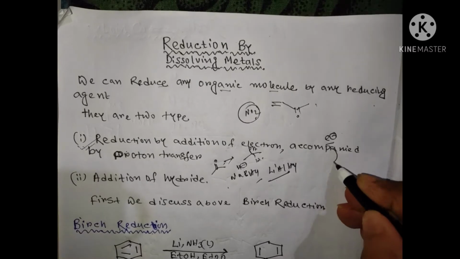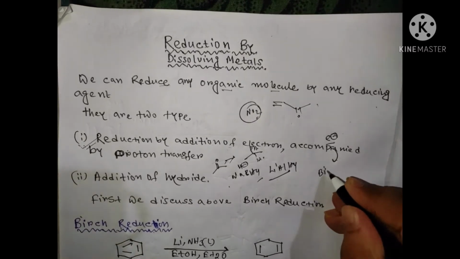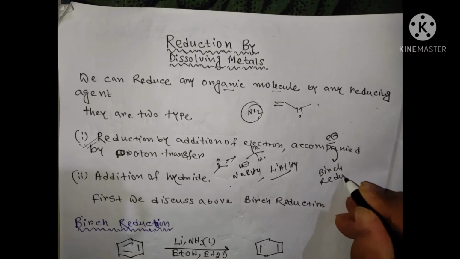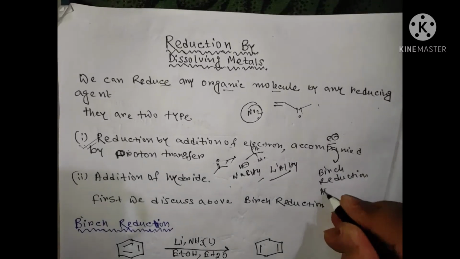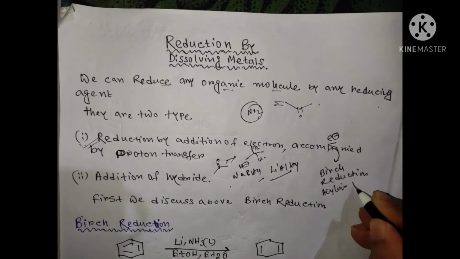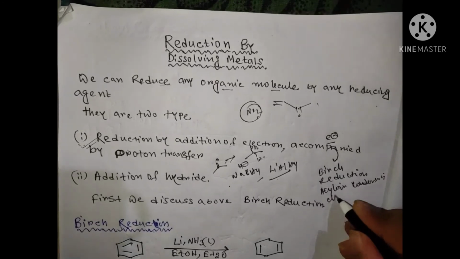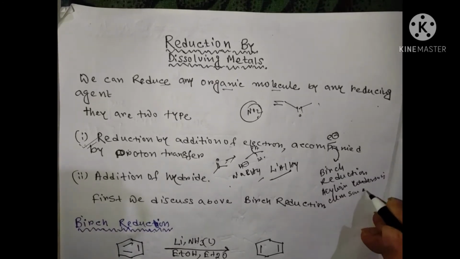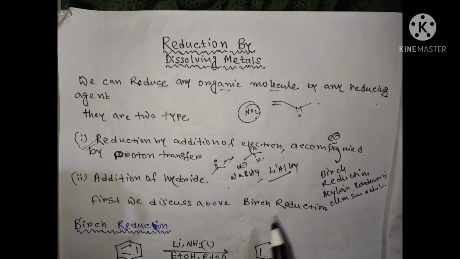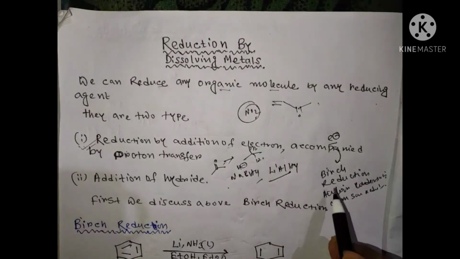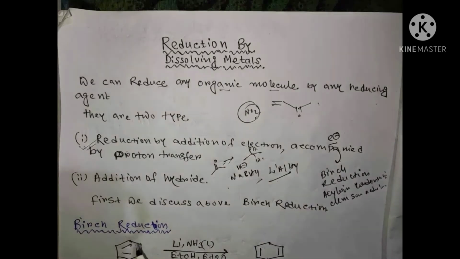That is the Birch reduction, Siloen condensation, then Clemmensen reduction. In the next lecture we will discuss Siloen and Clemmensen. In this lecture we will mostly focus on the Birch reaction.